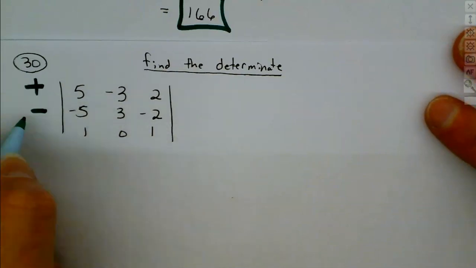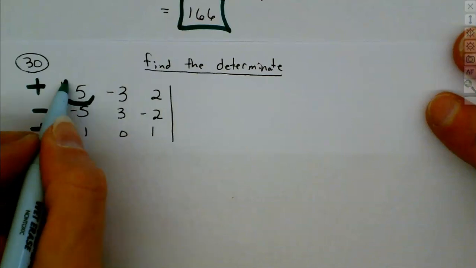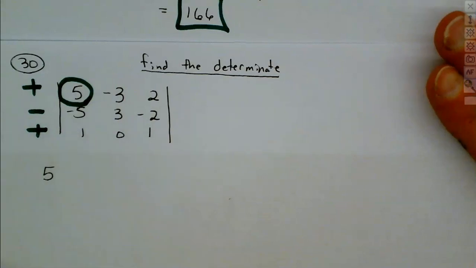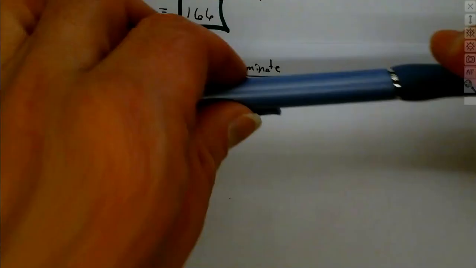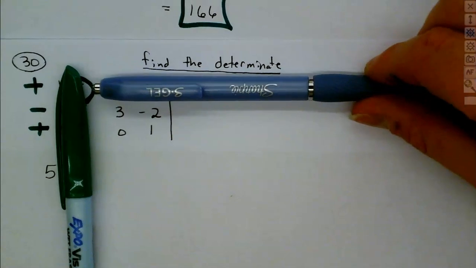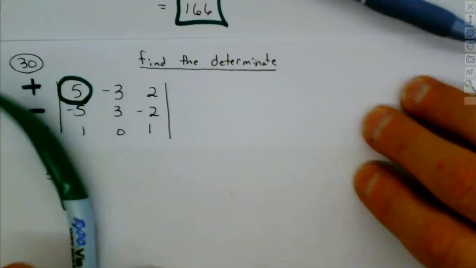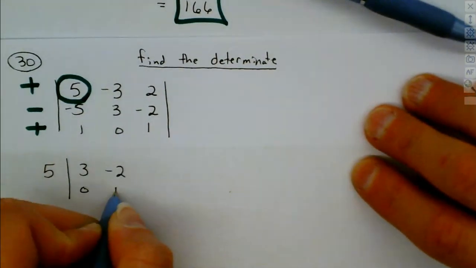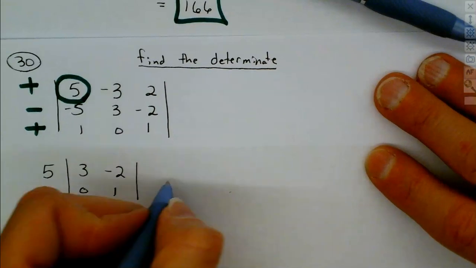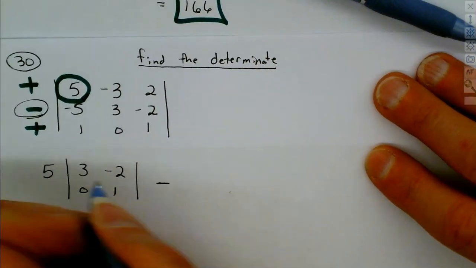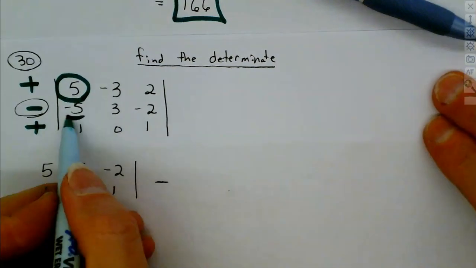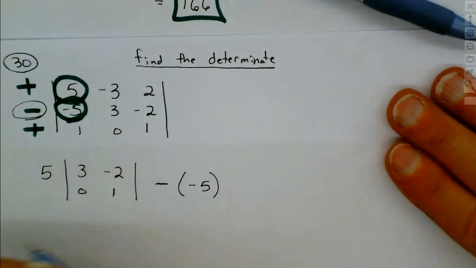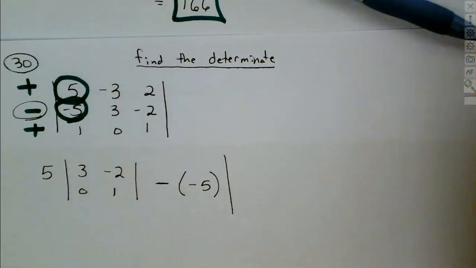Remember, how do they go? Plus, minus, plus. So 5. That gets written here. And what does it look like for my determinant that's left over? Okay, 3, minus 2, 0, and 1. And then we've got the next one. Remember, your next sign is negative. And what's my next number here? Negative 5. So watch out. It has to have that double negative there. You've got to be very careful with those. You'll lose the sign if you're not careful.